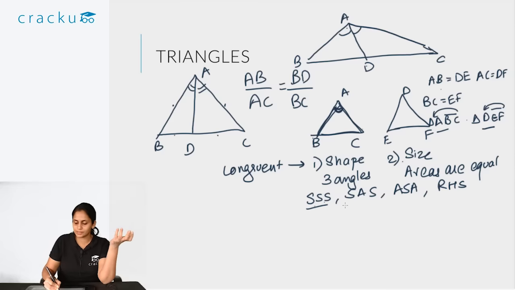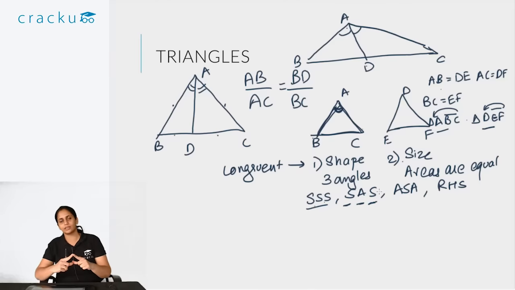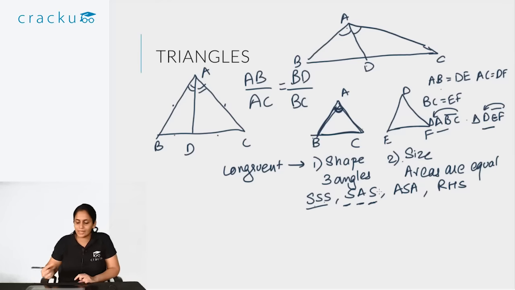So if you have the side and you have the angle between the two sides, if you have side, angle, side, then also you can uniquely determine a triangle. And by that, you can say that two triangles, if they have the same two sides, and the enclosed angle is equal, then those two triangles are congruent to each other. Now, what does ASA mean?